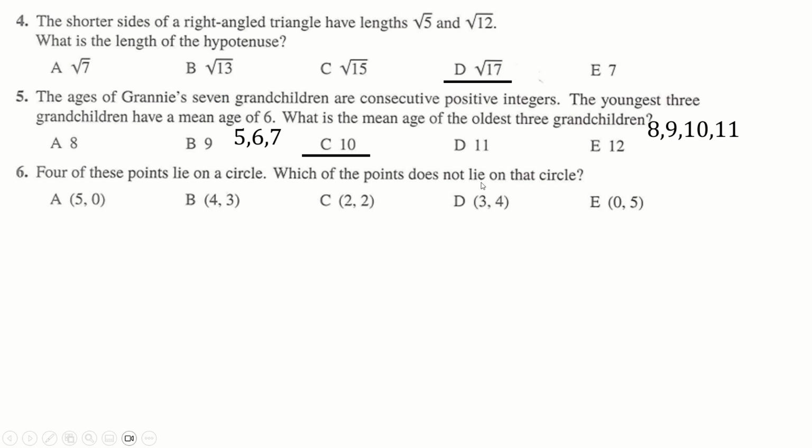4 of these points on a line are circle. Now this point is 5 away from the origin. This point from Pythagoras is 5 away from the origin. So is this one, so is this one. This one isn't. And so that's the thing that's not on the circle.